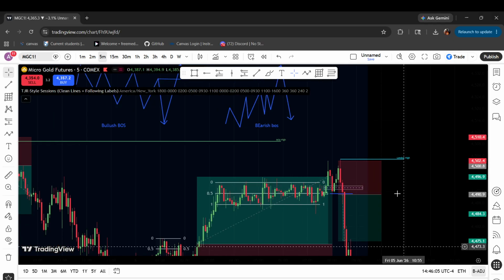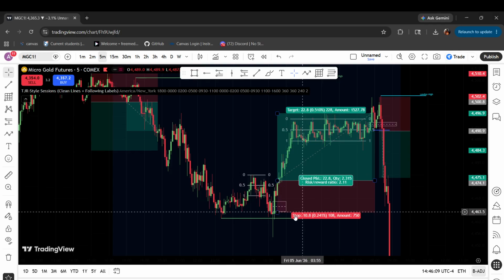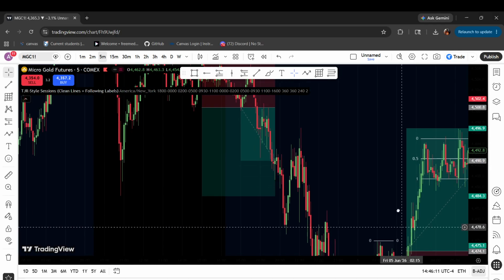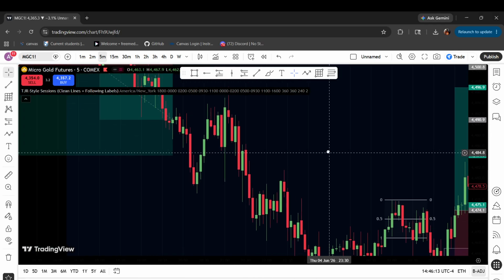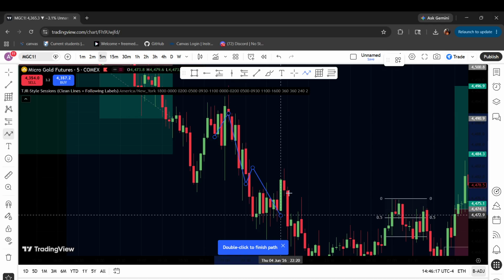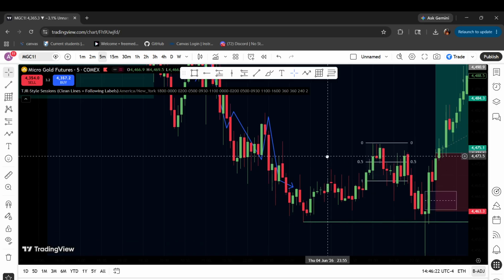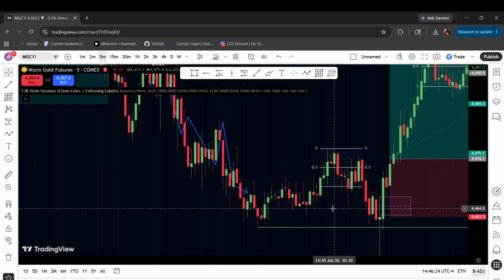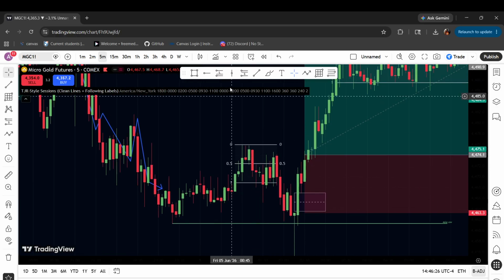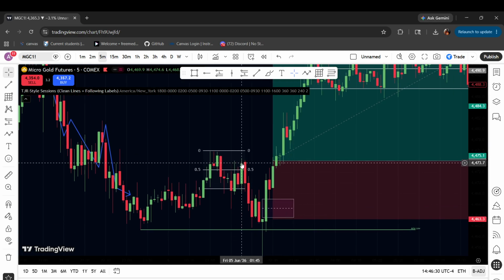So let's look for a chart example, right? So here we're moving down. We're making lower lows, lower highs, lower lows, lower highs, lower lows, lower highs. But then suddenly we have some sort of shift in the market. We're kind of consolidating in this area, but right here, our structure of market changes.